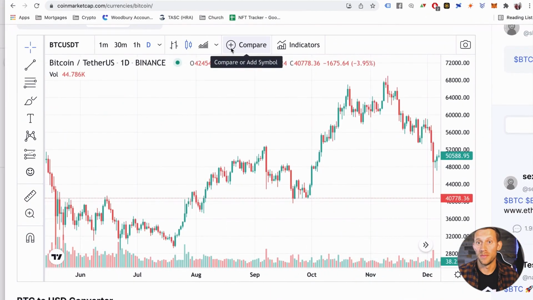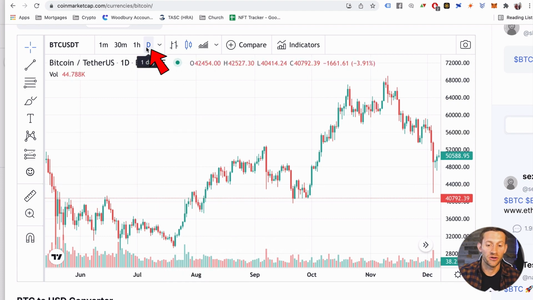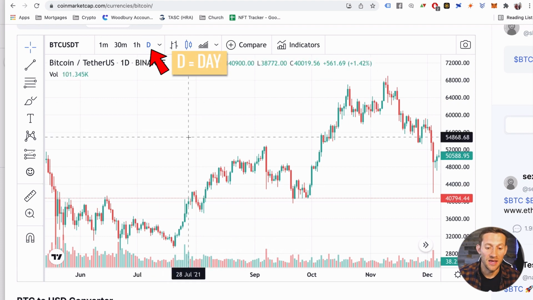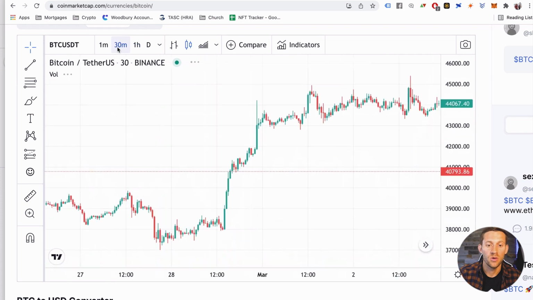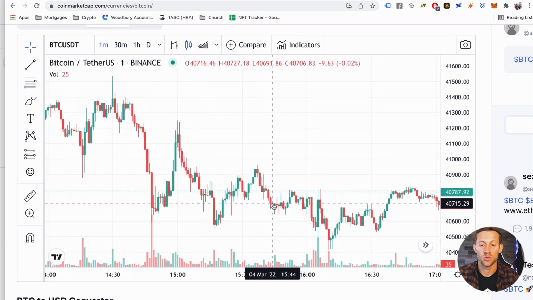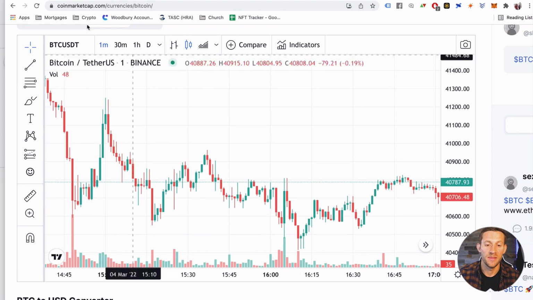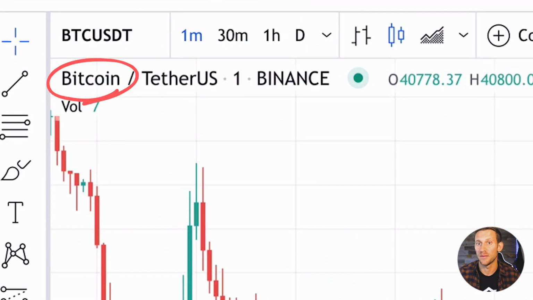Now let's talk a little more about the parts of this candlestick chart. Each one of these candles represents a specific time frame. You can see I currently have D selected, which means day. That tells us that each one of these candles represents one single day. I can click here and select hour, or 30 minutes, or 1 minute. And that tells us that each one of these candles represents 1 minute in the price action of this particular coin. And in this case, as you can see right here, we're talking about Bitcoin.